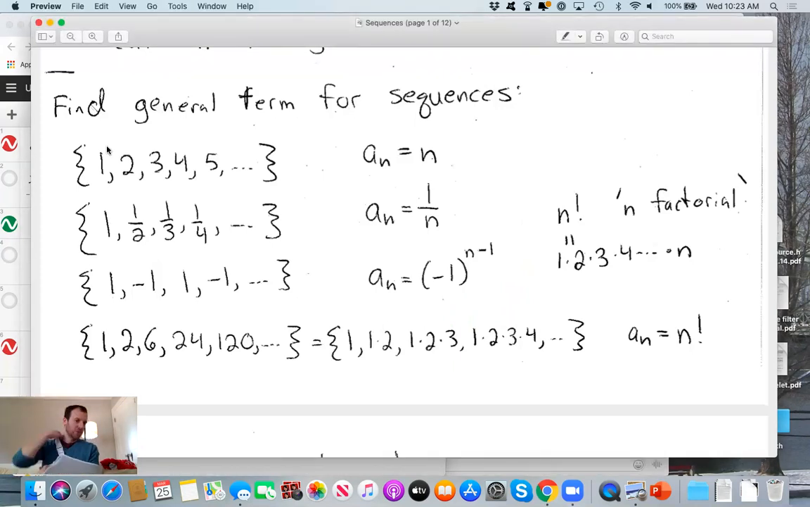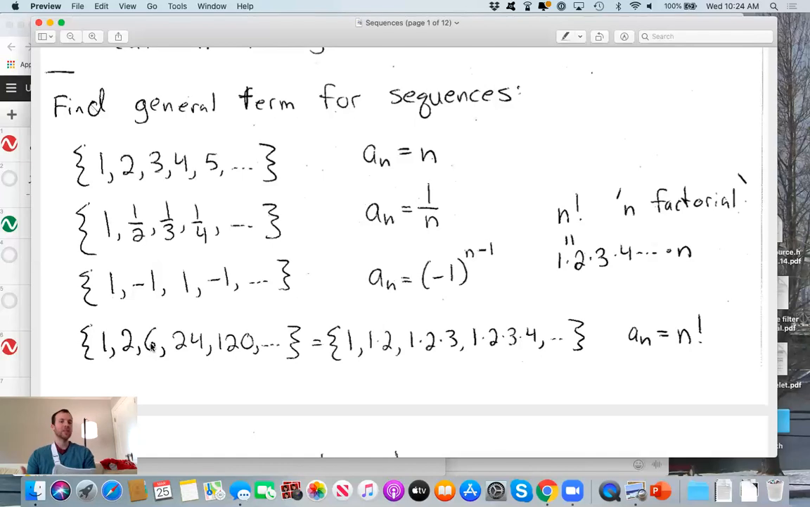A sequence which will be showing up a lot, but until we really see the formula, it's not clear what it is, is the sequence 1, 2, 6, 24, 120. And on its own, it's not clear what's happening. Going from 1 to 2, you might think, well, it's increasing by 1, but then from 2 to 6, that doesn't work. You could also think from 1 to 2, maybe it's doubling, but that doesn't work. 2 to 6 isn't doubling.